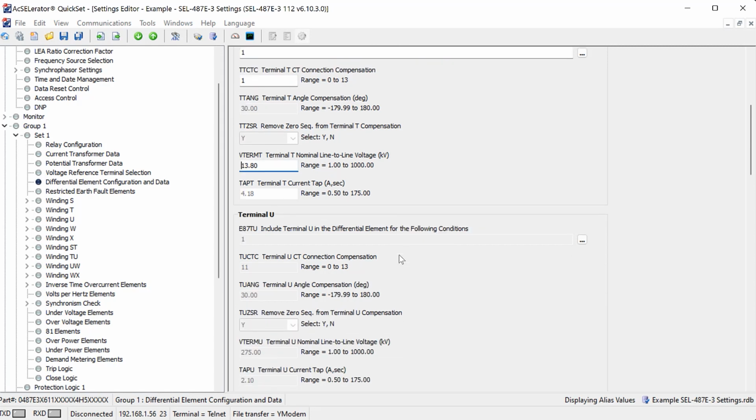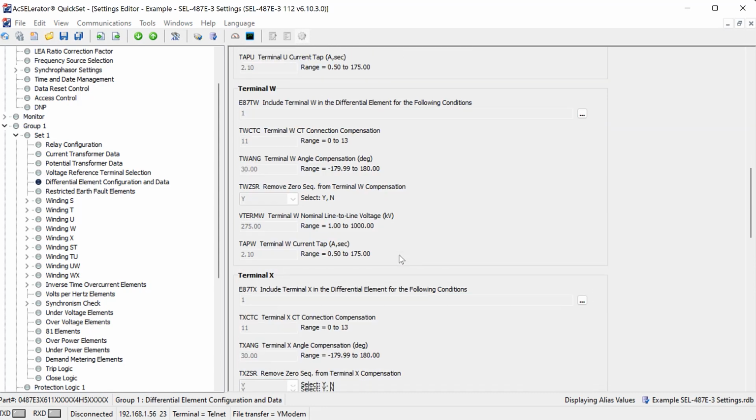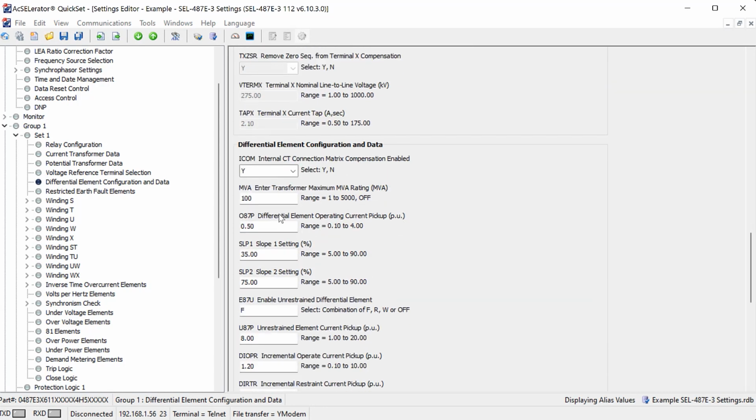Now I'm going to leave all the other settings default down here for the trip characteristic, the minimum operating current, and the slopes. Again, we have a full online course where we talk about all of this in much more detail. Check out the link in the description below. But this essentially tells the relay how to configure the tripping characteristic of the differential element.